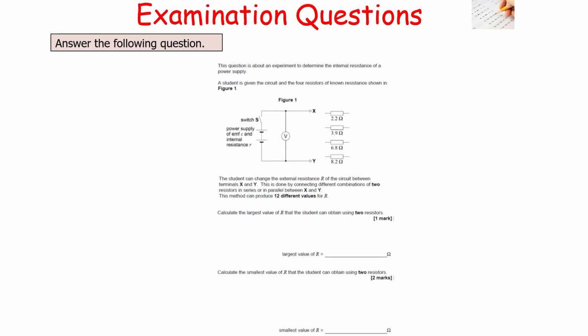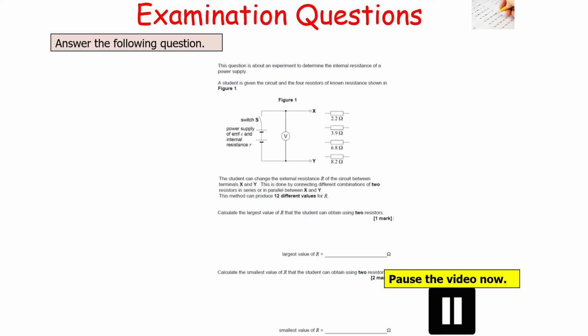The next question says, this question is about an experiment to determine the internal resistance of a power supply. The student is given a circuit and the 4 resistors of known resistance in figure 1. The student can change the external resistance R of the circuit between terminals X and Y. This is done by connecting different combinations of 2 resistors in series or in parallel between X and Y. This method can produce 12 different values for R. Calculate the largest value of R that the student can obtain using 2 resistors. Then calculate the smallest value of R that the student can obtain using 2 resistors. So pause the video now, then unpause the video when you want to go through your answer.